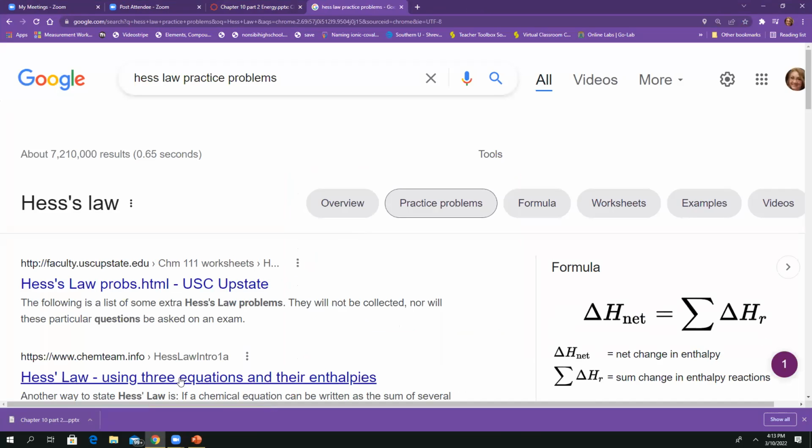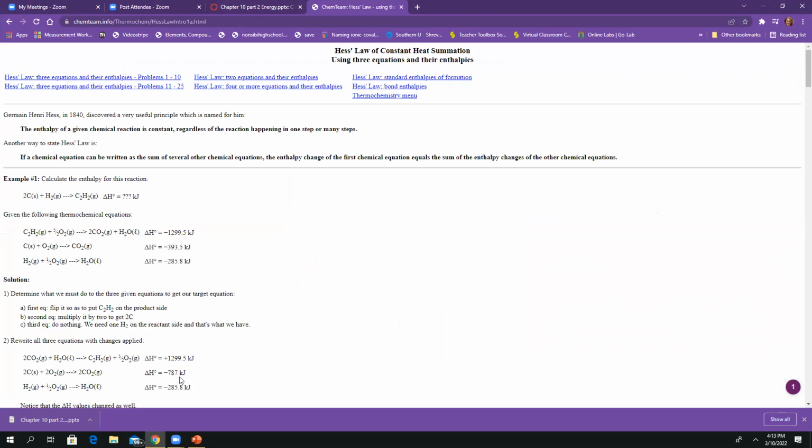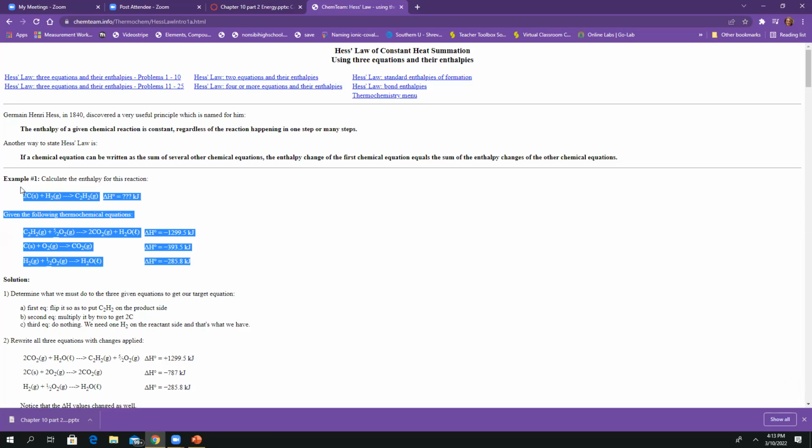All right, let's see. Using three equations and their enthalpies. Okay, there we go. All right, but these are already made. No, they're not. There we go. Well, they are, but what I'm going to do is I'm going to copy this whole thing. Okay. And I'm going to put it onto the board so we can do that.